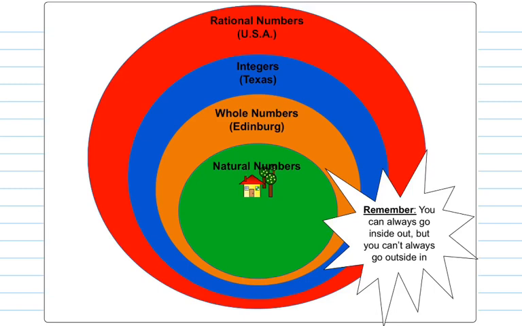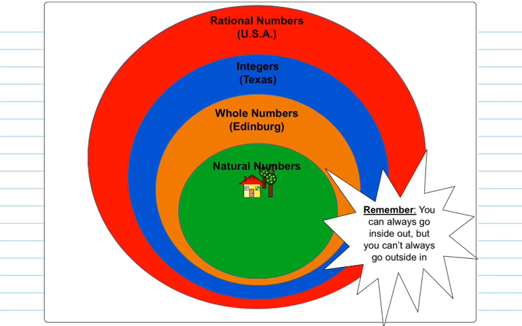Now, notice how I have added on an additional circle to our Venn diagram. We've already discussed rational numbers, integers, and whole numbers. But in 7th grade, we're now going to add on natural numbers. And one thing that I like to relate this to is where we live. Your house is considered natural numbers, and your house is within the Edinburgh city limits, and then Edinburgh is within Texas, and Texas is inside of the United States.